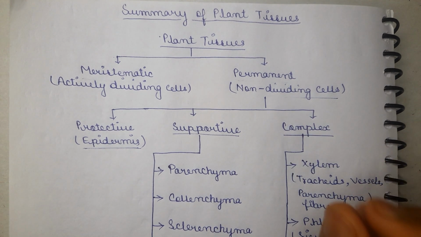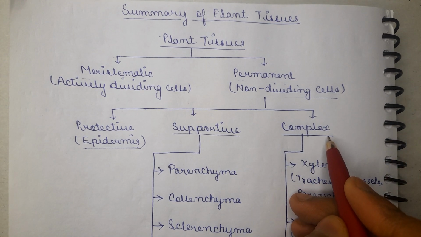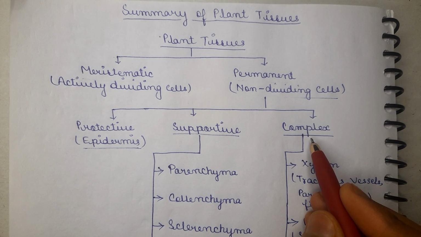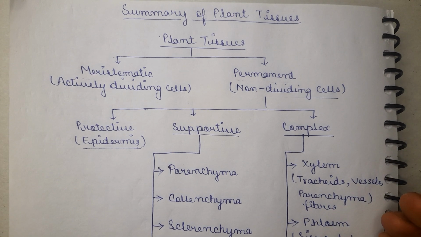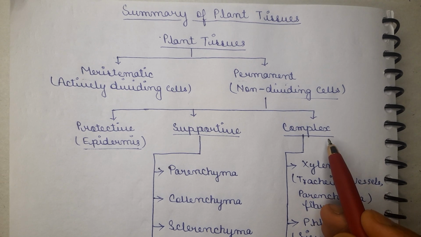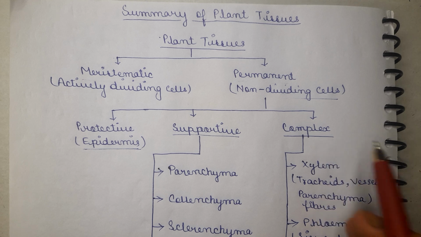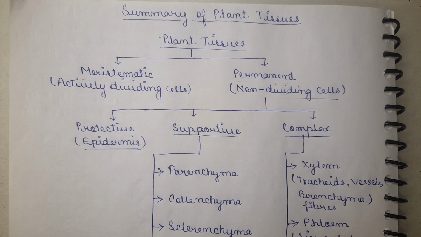We have already discussed the simple permanent tissue. Now this one is the complex permanent tissue, or we can also say the conducting permanent tissue. Now these conducting permanent tissues are basically for the conducting of water molecules or food items from one part of the plant to another. These complex permanent tissues mainly consist of more than one type of cell working together as a unit.